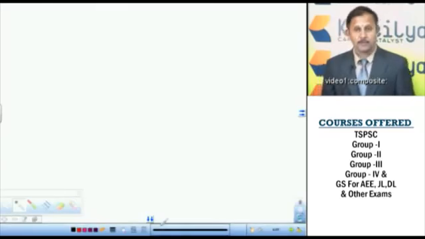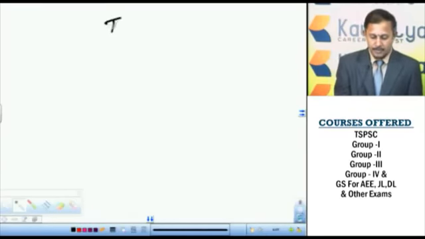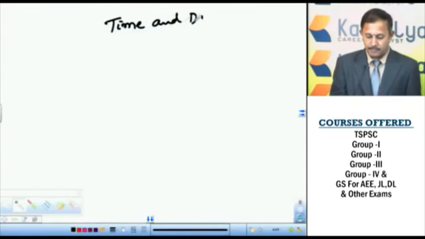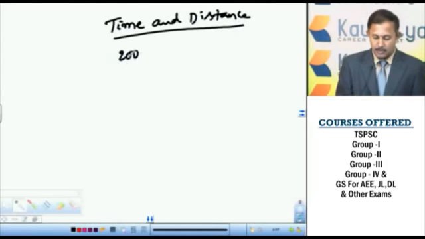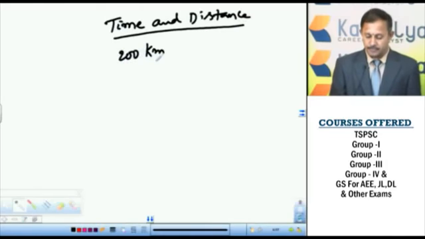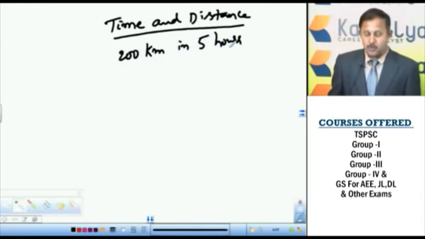In this class we can have some more models on time and distance. The concept of time and distance. Suppose a vehicle had covered 200 kilometers distance in 5 hours time. So take an example, a vehicle had covered 200 kilometers distance in 5 hours.